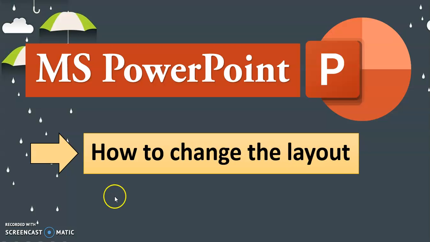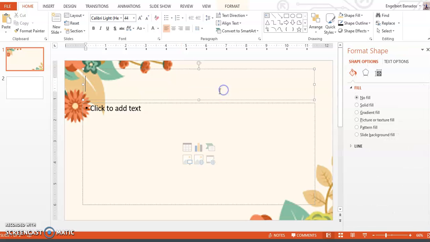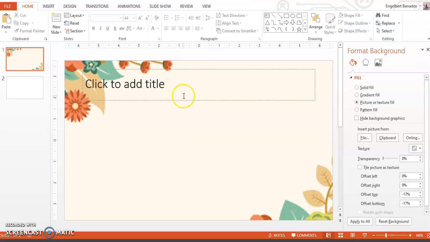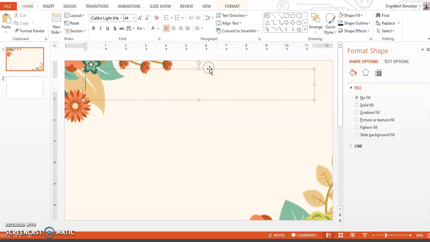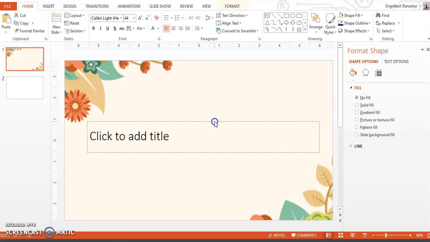Now, let's try to change the layout of our slide. Now, to change the layout of our slide, we wanted to make this slide into a title slide. So all we're gonna do is click here for the layout. We wanted to make this only a title, so let's just click title only. So as you can see, it's changed directly. Now we can move the box, depends on where you want to put it.